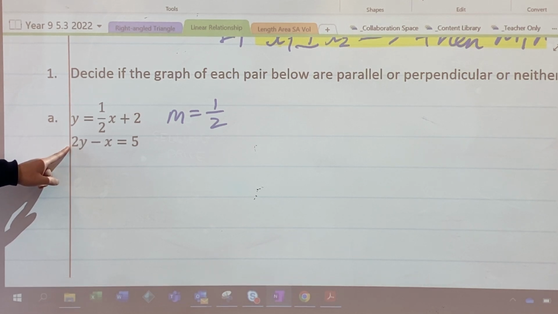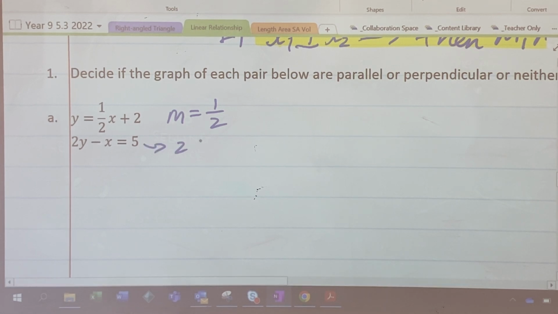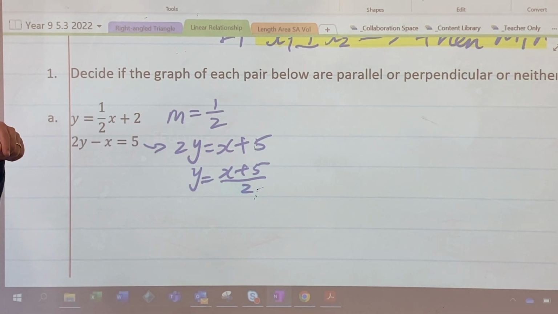Remember 2 weeks ago, we said I must change into y equals mx plus b form. Then I will know. Bit of a quick revision. So, 2y equals x plus 5. Y equals x plus 5 divided by 2. Now hopefully, I should be able to separate in the form of mx plus b. Then y equals mx plus b.